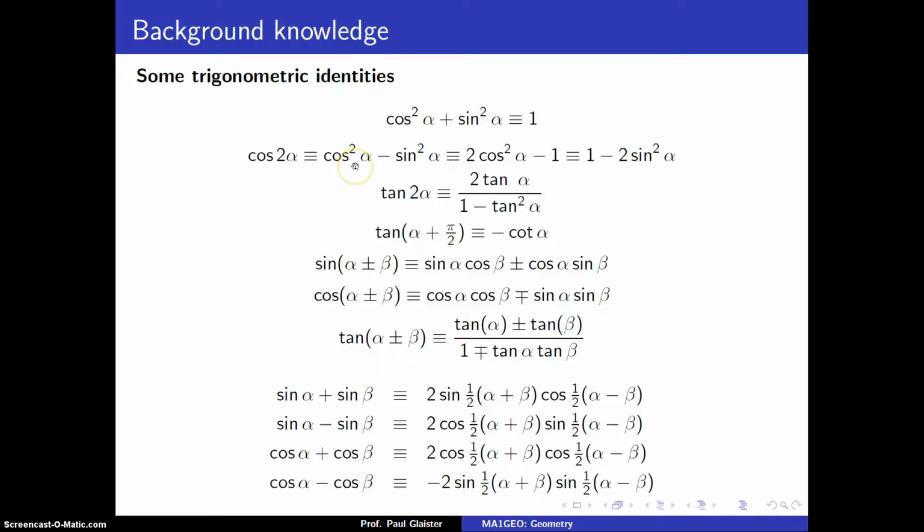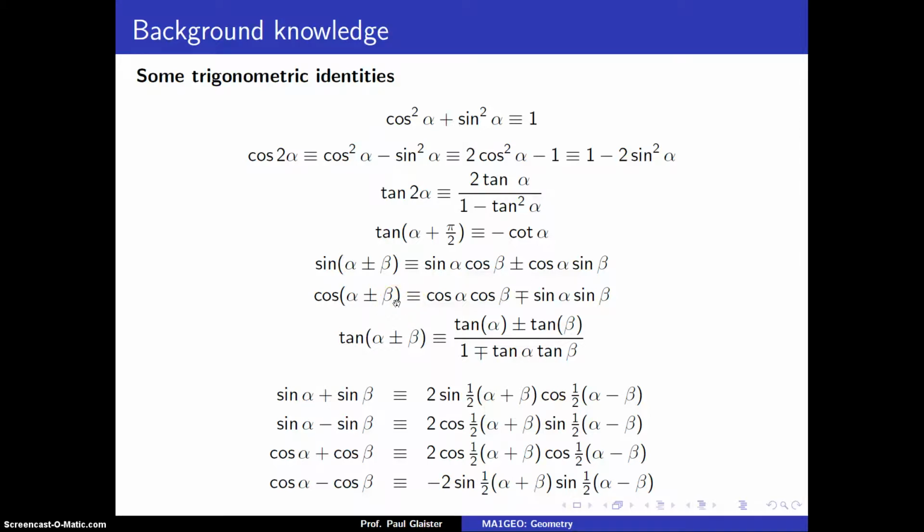The second line has the standard double angle formulae, which again you can look up when needed. The third equation has the tan of 2 alpha as a double angle formula. And then lower down you'll see the standard addition formulae for sine of alpha plus beta, with a plus in here, and sine of alpha minus beta with a minus. Similarly with cos of alpha plus beta and cos of alpha minus beta.